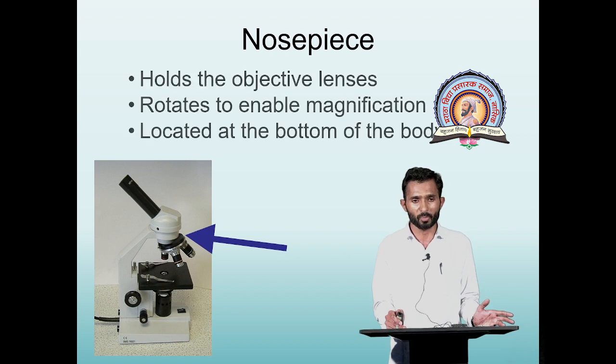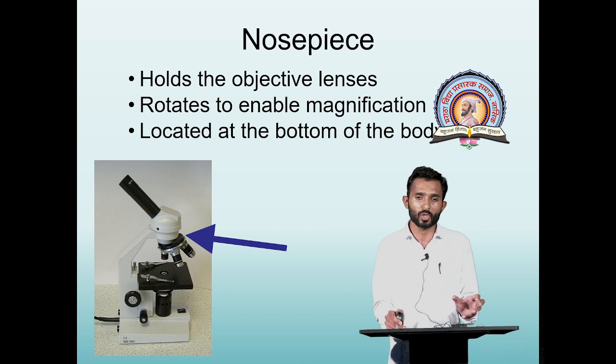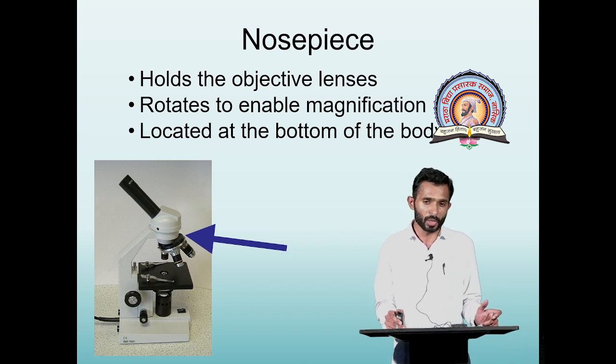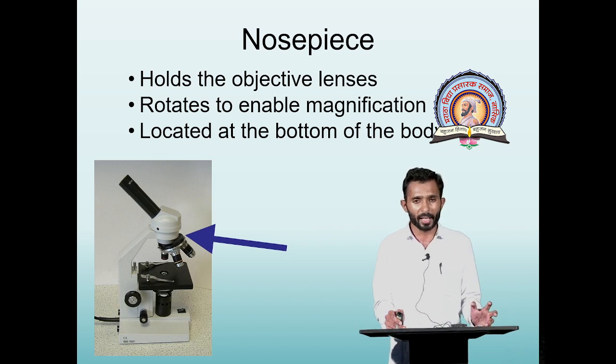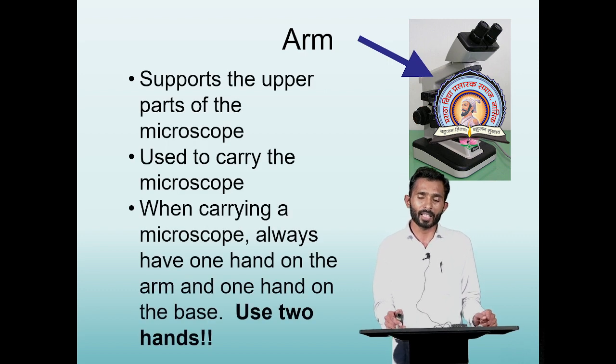Then what about the nose piece? It also holds the different kinds of objective lenses and allows continuous rotation, so that whichever objective is required can be selected. It is located at the bottom of the body tube.